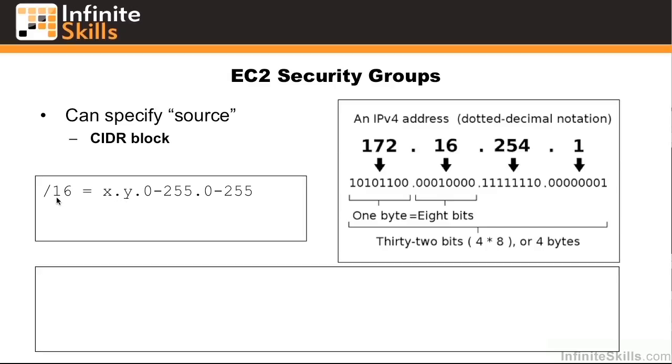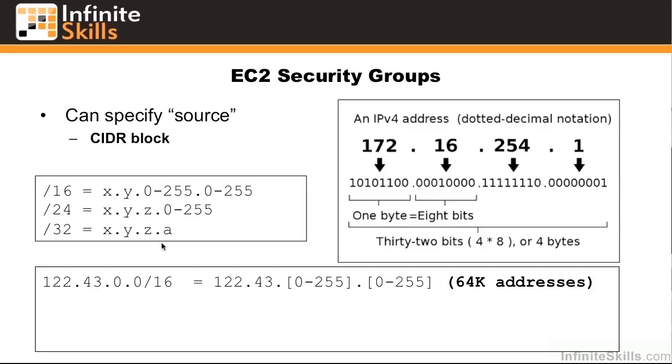such as right here. We have /16, which for this address would specify that this is hard-coded. The third parameter can be between 0 and 255, and the last parameter can be between 0 and 255. If we have a /24, we're masking off the first 3 octets, or 24 bits, in which case we can have X, Y, Z, which are hard-coded, and the last can be 0 through 255. If you specify a /32, you're specifying a single IP address, in which case we have X, Y, Z, and A all hard-coded.